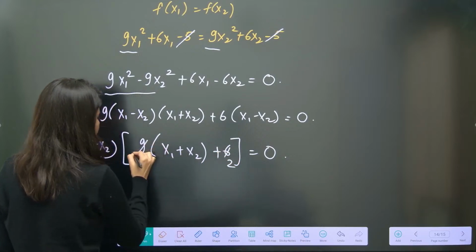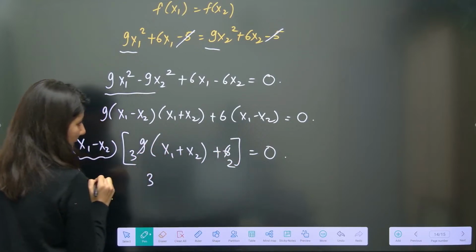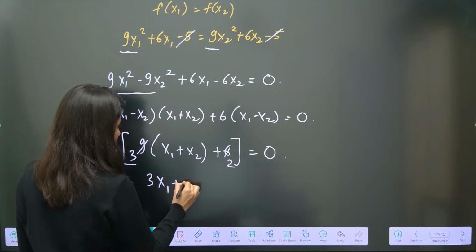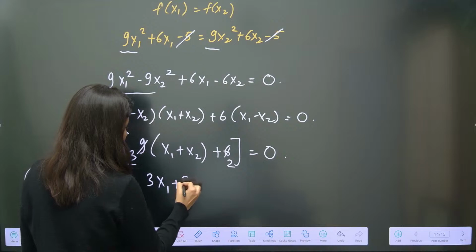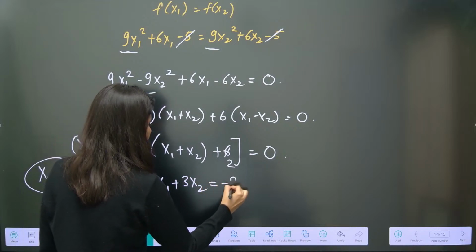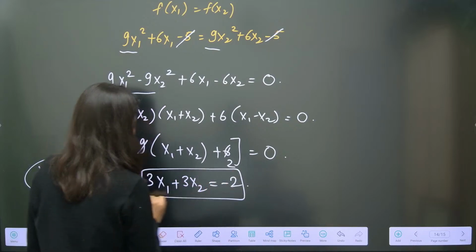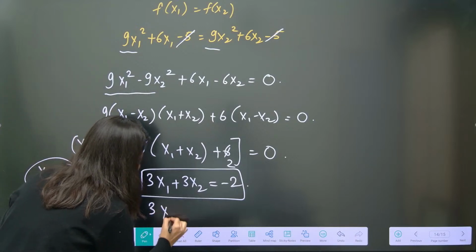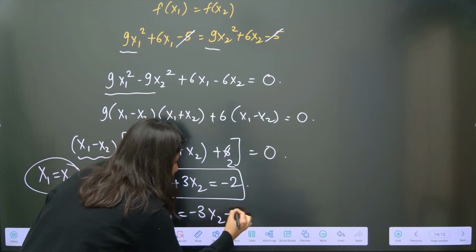3 2s are 6, 3 3s are 9. So 3x1 plus 3x2 is equal to minus 2. See, over here 3x1 is equal to minus 3x2 minus 2. Now understand.